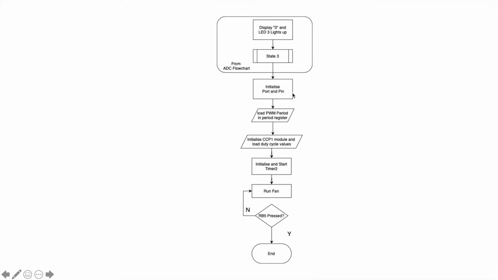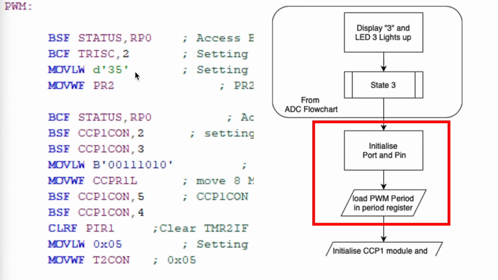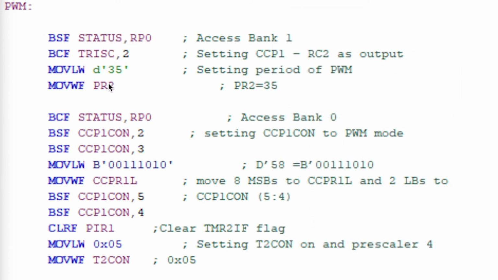So at the code, I'll be referring to this. First thing I do is to disable the CCP1 output driver as an input by setting the TRISC2 bit, and then I set the PWM period, which mine is 35 based on the calculation using the student ID, and then move it into the PR2 register.